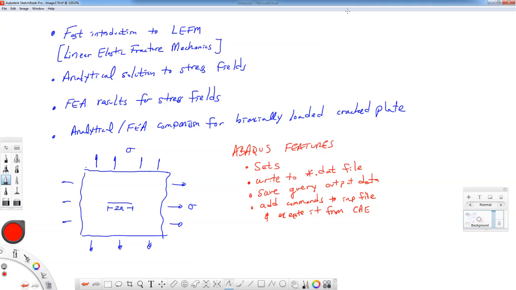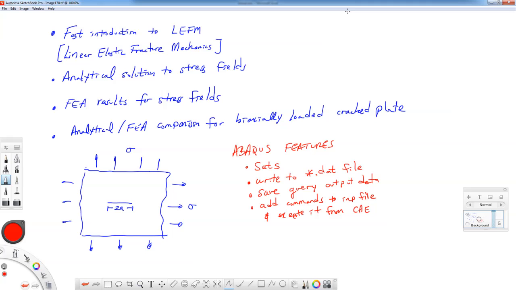infinite plate. Now, some features of Abaqus that we're going to learn about. We're going to deal a little bit with sets. We're going to learn how to write to the .dat file some specific nodal results. We're going to be able to save a query for a nodal output, and we're going to add commands to an input file and execute the input file from within CAE. So there's going to be some new features that we're going to learn about Abaqus.